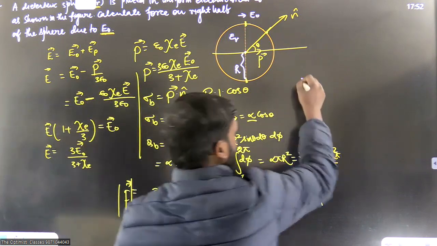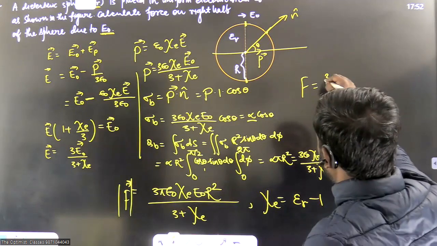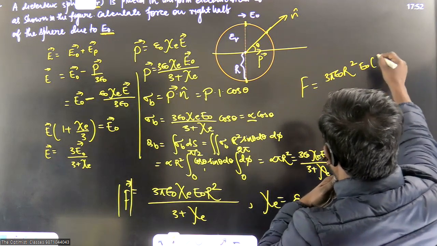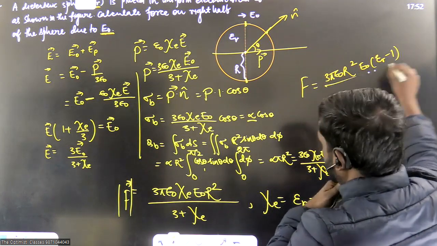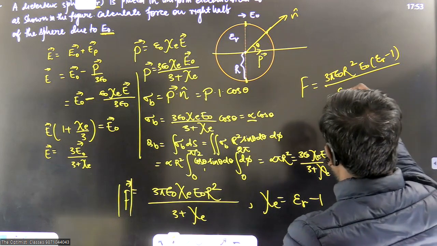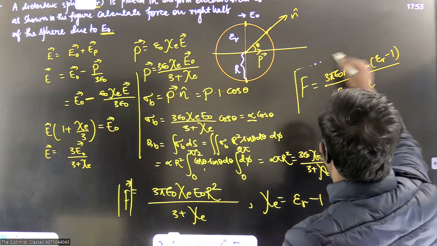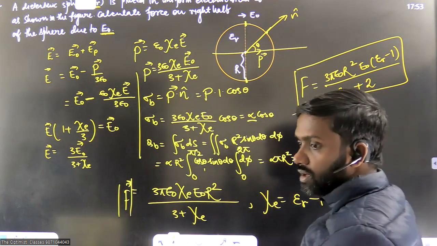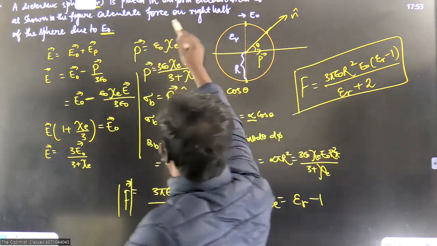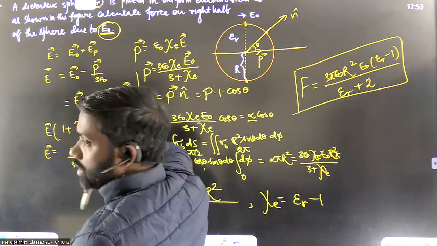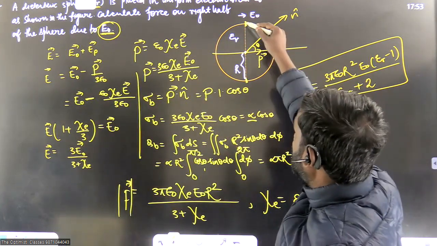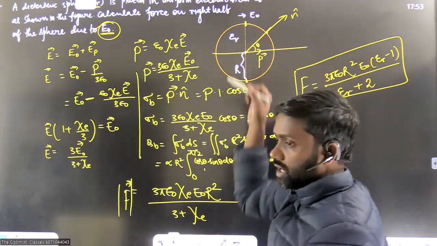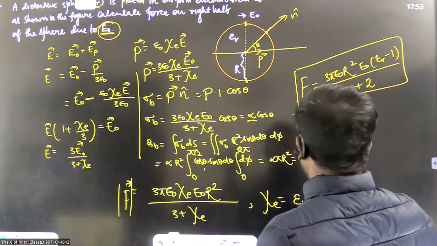Therefore answer will become, if you write in terms of epsilon r, 3 pi epsilon naught r square E naught, and here you get epsilon r minus 1 divided by, if you write epsilon r minus 1, you will get epsilon r plus 2. So that is the force on half of the sphere because of the external electric field. The question was clearly written: force on right half of sphere due to E naught. This is not the net force on half of the sphere, because this half of the sphere will also experience force because of charges developed on this side. So that is not the net force.